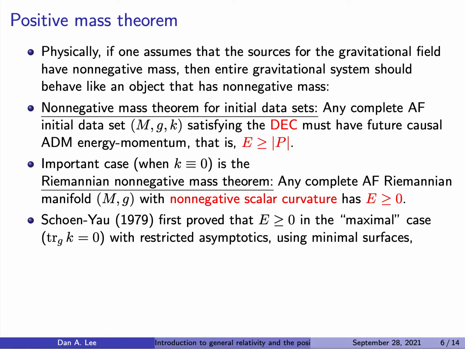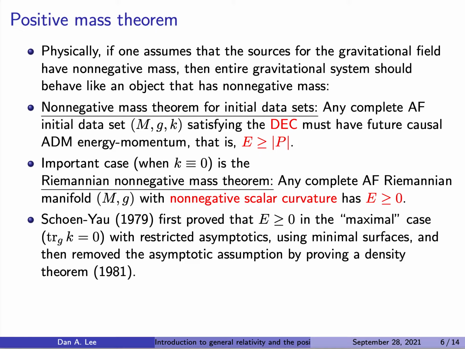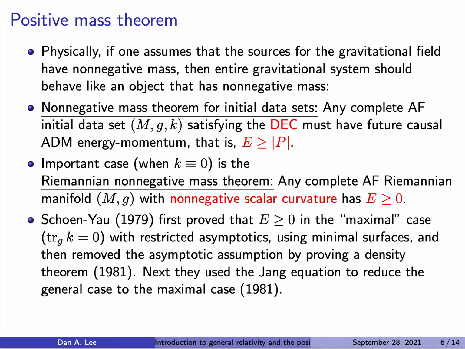A little bit of the history of this: Schoen and Yau first proved that E is greater than or equal to 0 in the so-called maximal case, where trace K is 0. It's a very restricted case, but an important one, and it of course includes the Riemannian case. Since it proves E greater than or equal to 0, one might call this a non-negative energy theorem. They also had some restricted asymptotics, and this proof used minimal surfaces. But not long after, they were able to remove the asymptotic assumption by proving a density theorem. They basically showed that the restricted asymptotics they were interested in were dense in the more general asymptotics described on the previous slides. And they went further, using the Jang equation to reduce the general case to the maximal case. So they were able to prove this non-negative energy theorem in full generality.